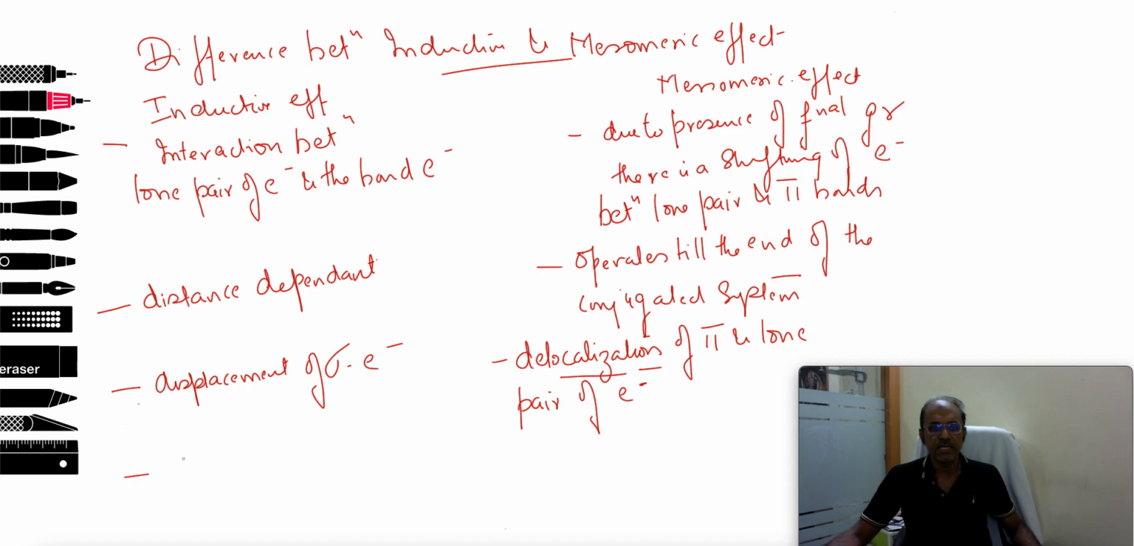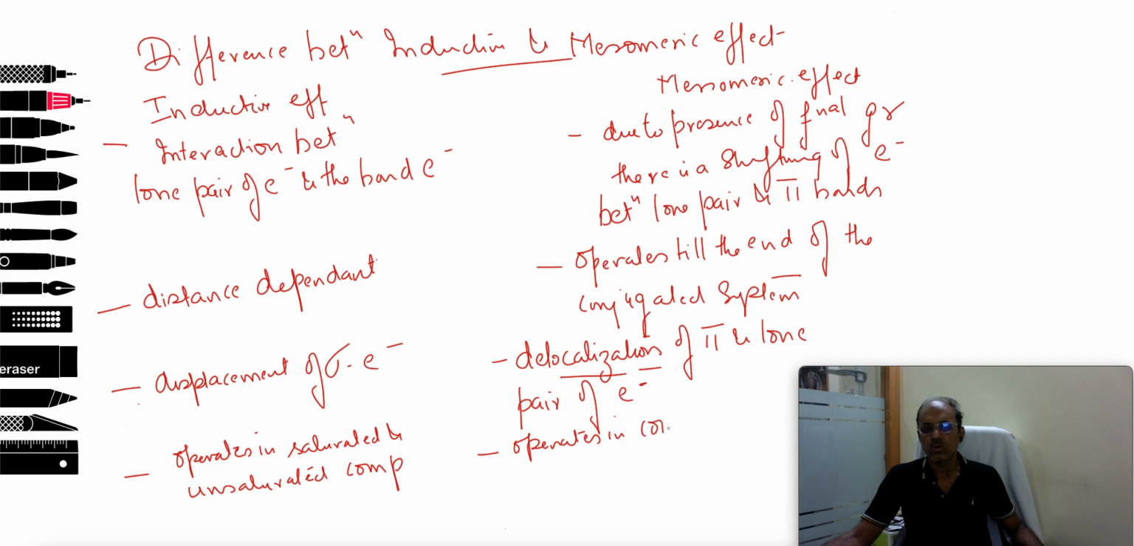Then, second thing, it operates in saturated and unsaturated compounds also. But this operates only in conjugated unsaturated compounds. Fine.